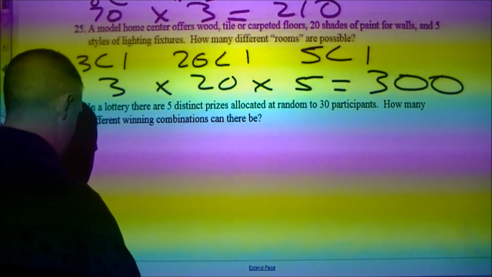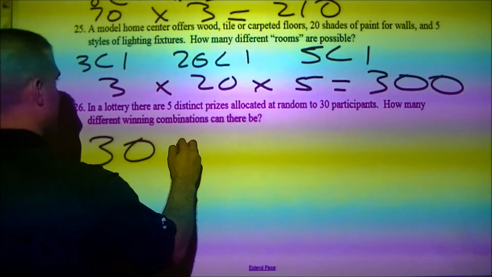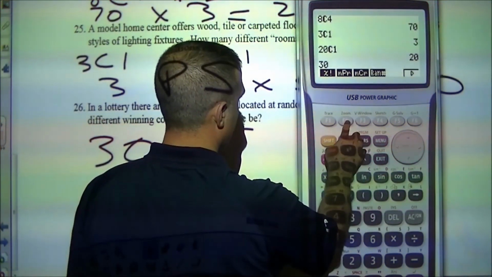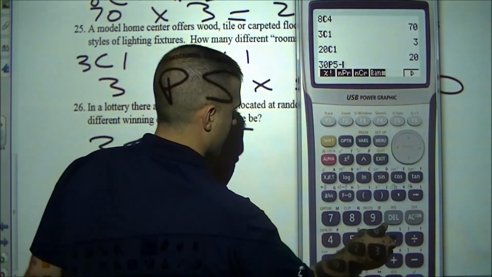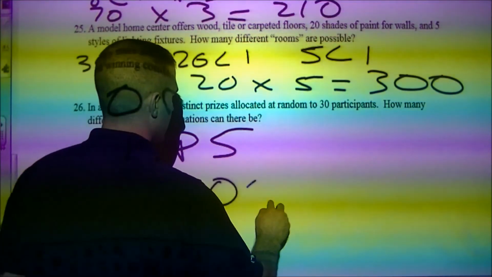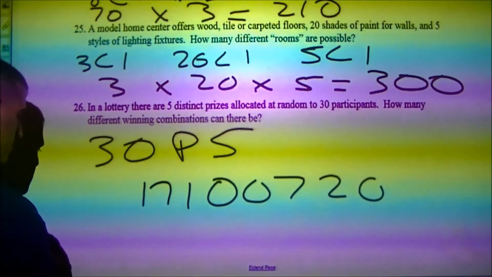In a lottery, 5 distinct prizes are allocated to 30 participants. How many different winners can there be? That's going to be 30 P5, because they're distinct. And there's going to be a bunch, 17,100,720. I believe that's the number.